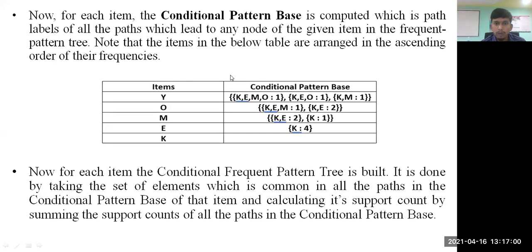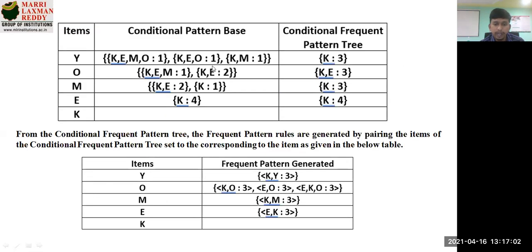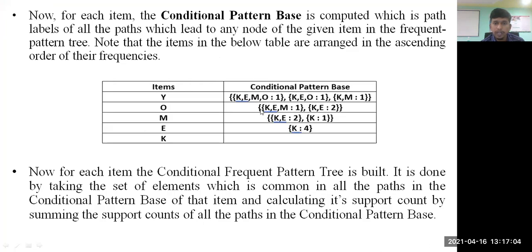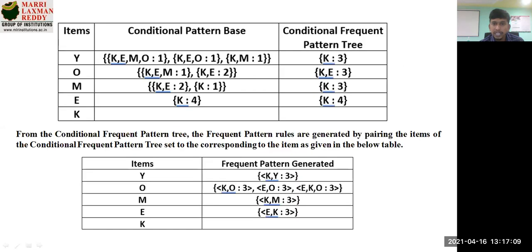So now we'll be going for step 7 and step 8. From step 6, we have completed a conditional pattern base. And now for this table, additionally, we'll create one more column and we'll try to identify the conditional frequent pattern tree. That is your step 7, generation of conditional frequent pattern tree.